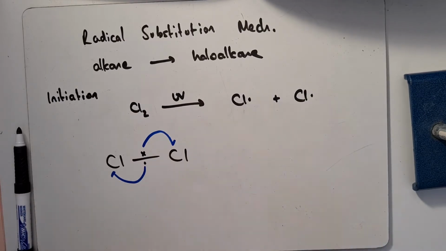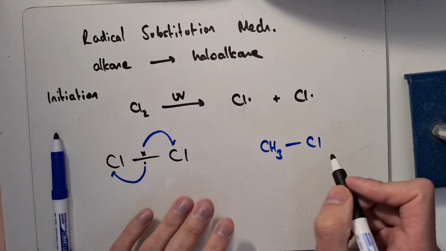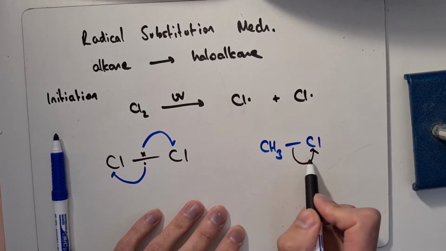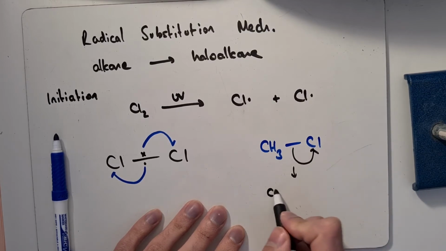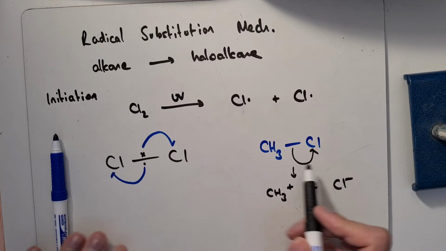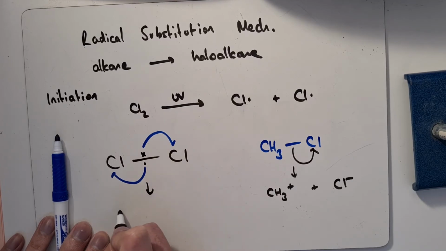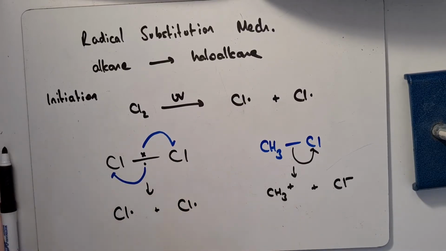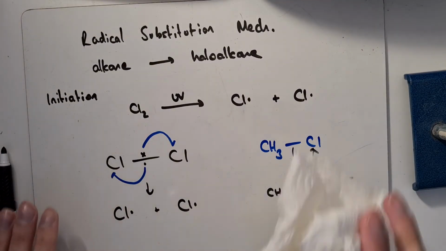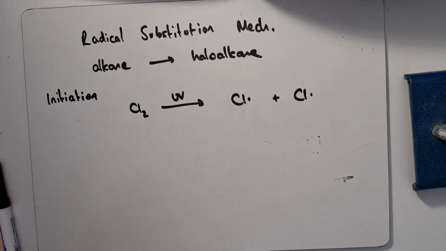Heterolytic fission is if I take CH3 and Cl, where both electrons go into one species, and that's represented by a full arrow. So this would lead to CH3+ and Cl-. Chlorine's gained the electrons; the methyl group has lost the electrons. In homolytic fission, we'll get a chlorine free radical and another chlorine radical. So that's our initiation step anyway. Chlorine, in the presence of UV light, is going to break down into 2 of these chlorine radicals.